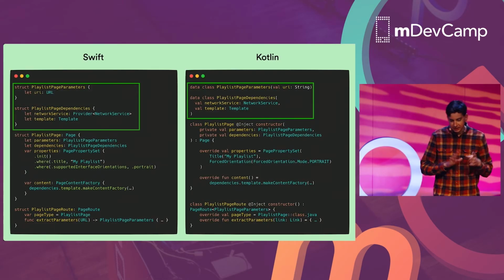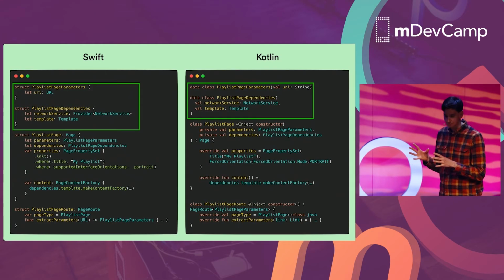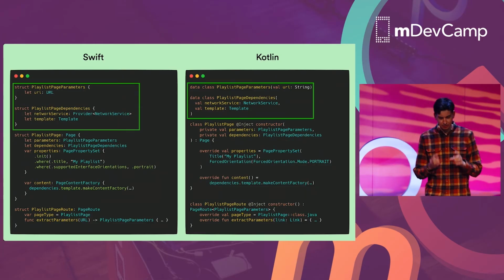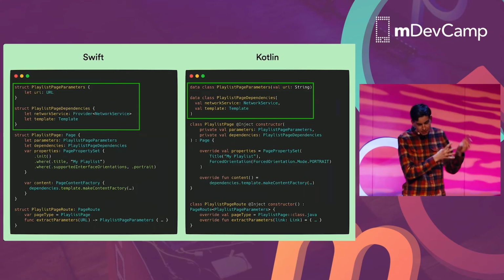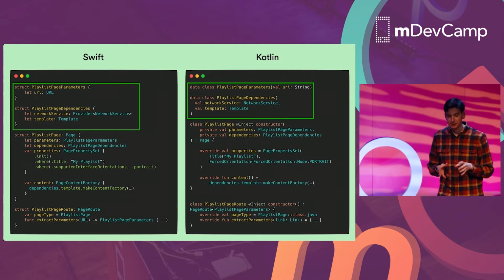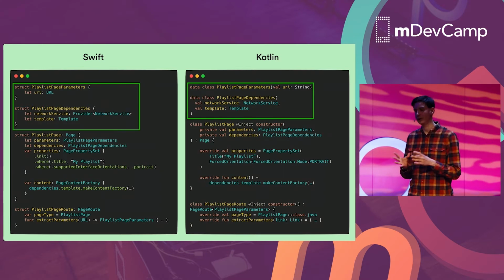So now to some code examples of our page building block. Firstly, you can see two type declarations. The page parameters, which for playlist is a playlist URI to show, and also dependencies, which can, for example, be the network service.